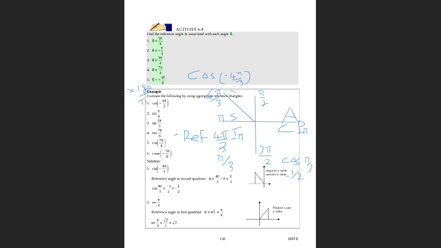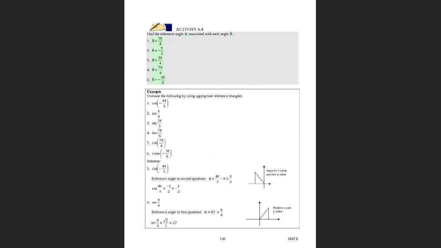Now, this one and this one too are simple. So let us try tan pi over 6, and 7 pi over 6. Oh, sorry, 7 pi over 6.